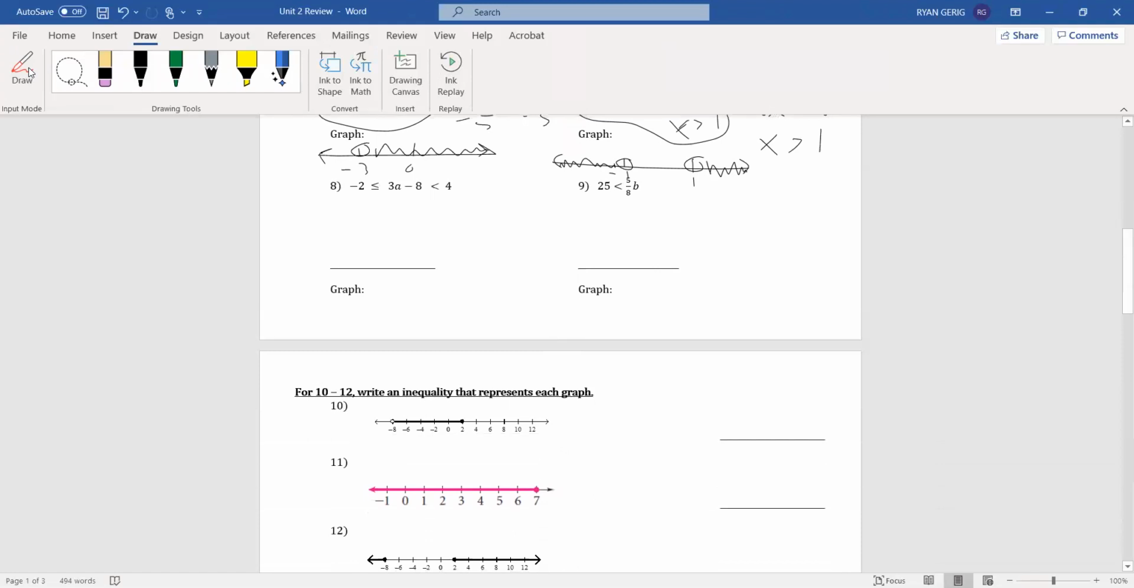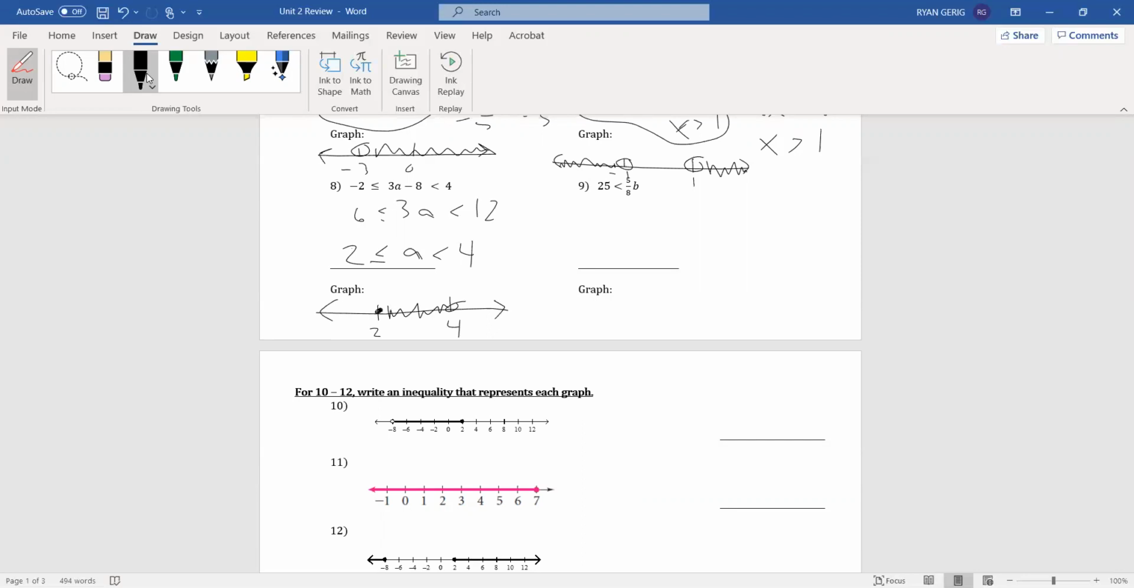Next one is an AND. I know that because it's got a number on the left and the right, something in the middle. So add 8. So negative 2 plus 8 is 6. 4 plus 8 is 12. Divide by 3. I get 2 is less than or equal to A, which is less than 4. 2, 4. I'm going to do a closed circle at 2 and an open circle at 4, and I shade between them.